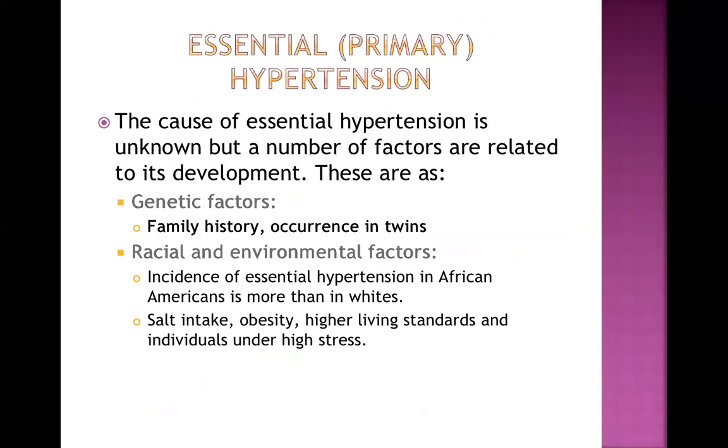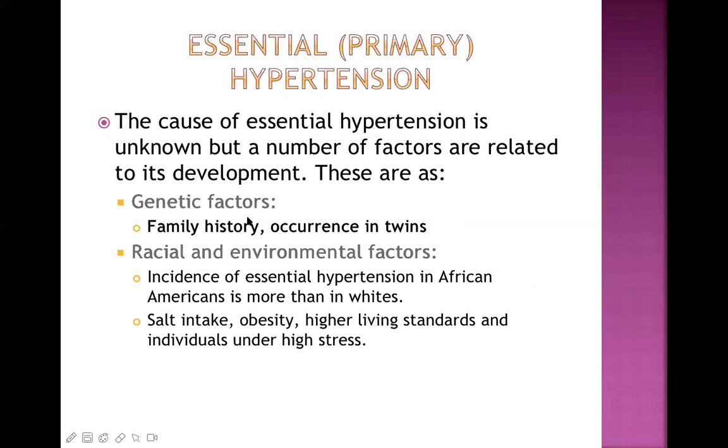Now with this, let's talk about essential or primary hypertension. Now, what are the mechanisms of essential and primary hypertension, and what are the important points? This is also known as idiopathic hypertension because the exact cause is not known, but there are certain factors or certain hypotheses we know. So let's talk about this.